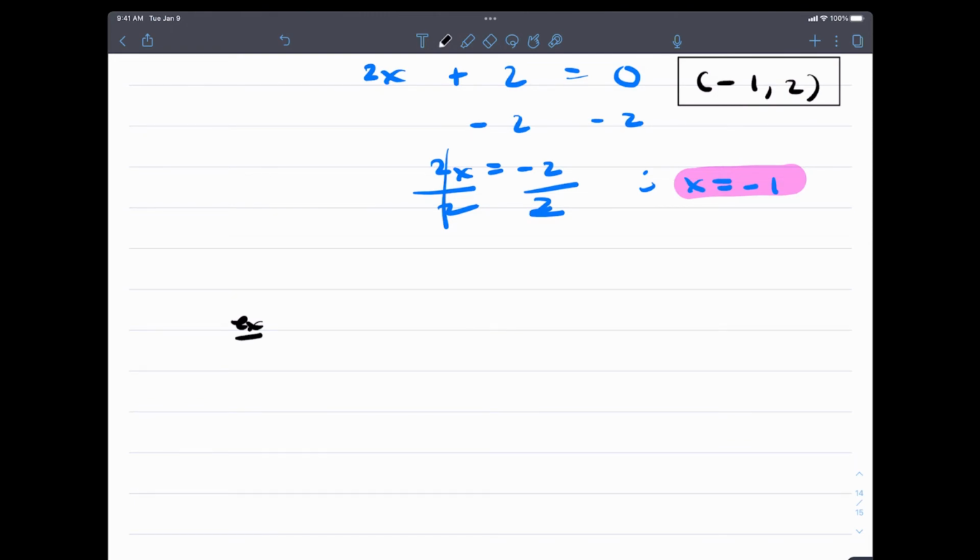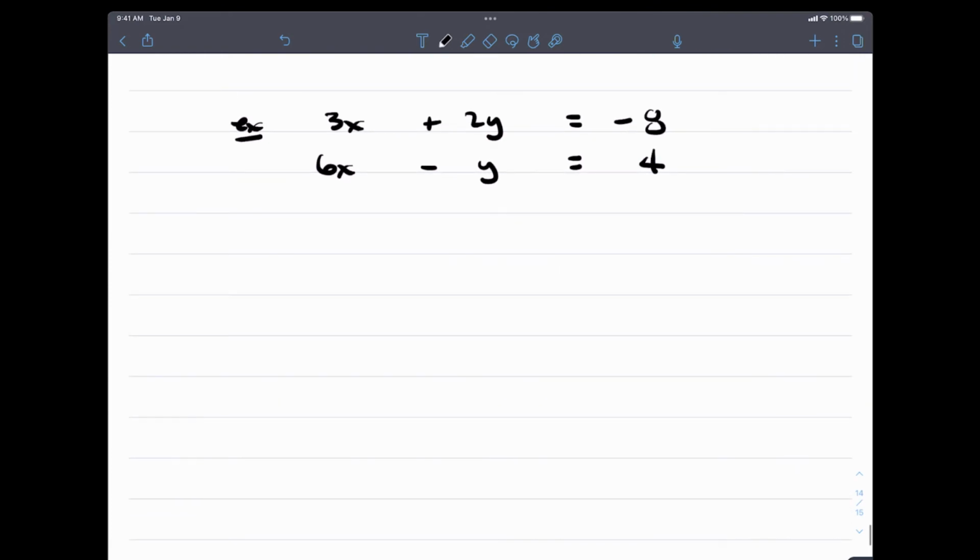Okay. I'm going to get you guys on this one, though. 3x plus 2y is -8. 6x minus y is 4. Okay? Remember these coefficients. And that dotted line here.